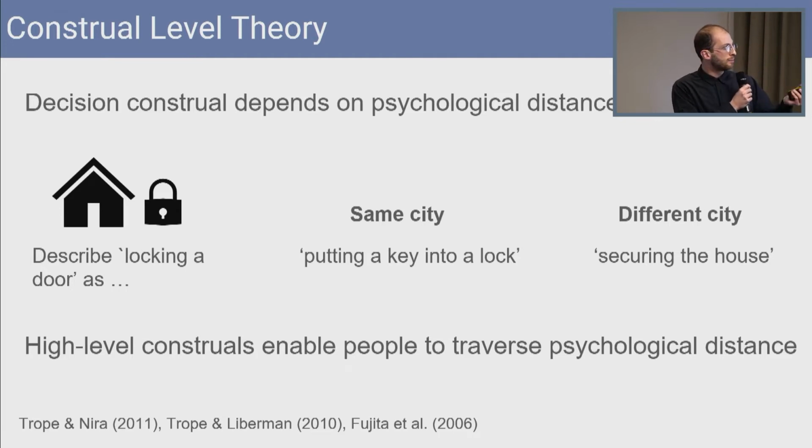In the case with the same city, people preferred to describe it in terms of putting a key into a lock, which is a more detailed, less abstract representation of that action. But in a different city, people preferred the term securing the house. So this is a more abstract, high-level, goal-orientated construction of the decision. And we can see there's a spatial element here. A larger distance led to a more abstract representation of the decision. This can be explained in terms of high-level construals enabling people to traverse psychological distance. So that high-level abstract representation remains constant over a range of psychological distances.